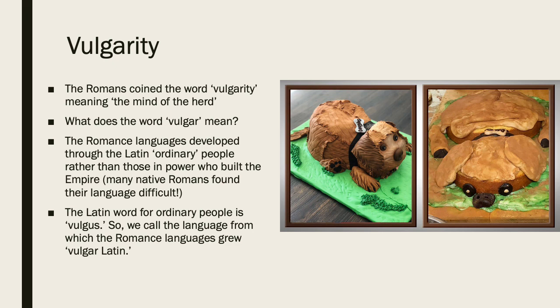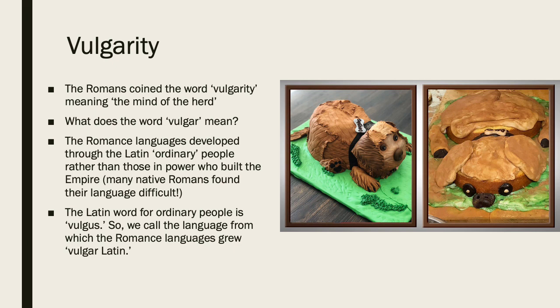The Romance languages developed through the Latin that ordinary people used. So rather than those in power who built the empire, it was the people who were on the streets, people like you and I, who developed different languages through using Latin in different ways. The Latin word for ordinary people is vulgus. So we call the language from which the Romance languages grew Vulgar Latin.